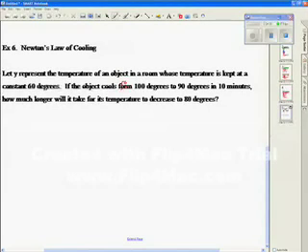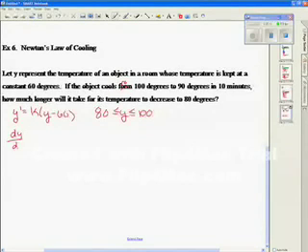All right, well, here's what we know. We know that between 80 and 100, okay? We can rewrite this as dy/dt equals k times (y minus 60).